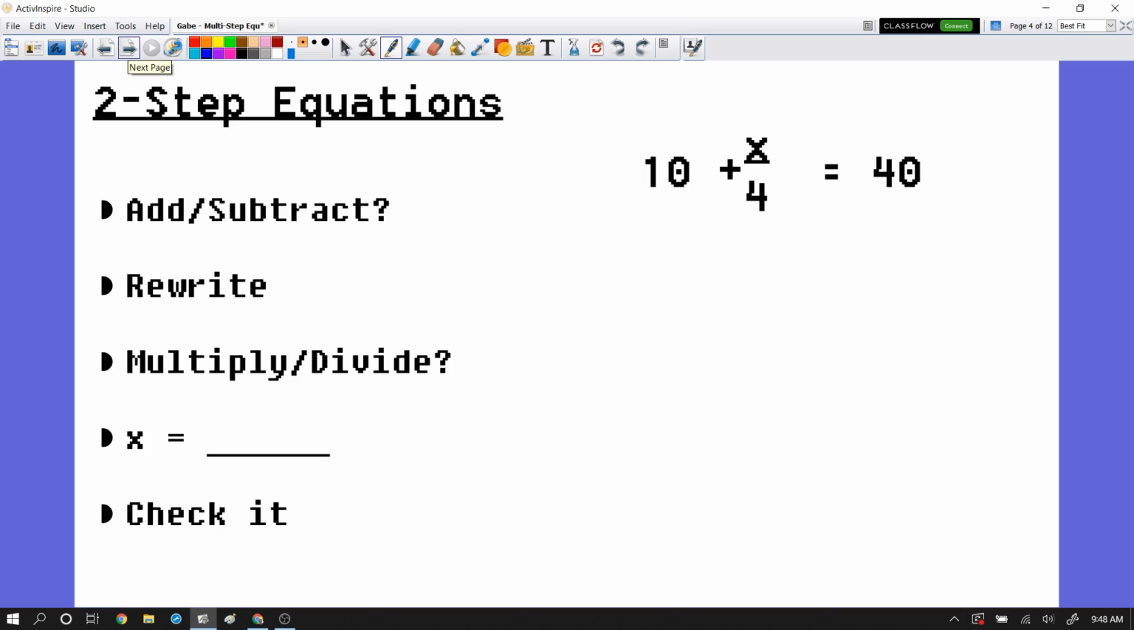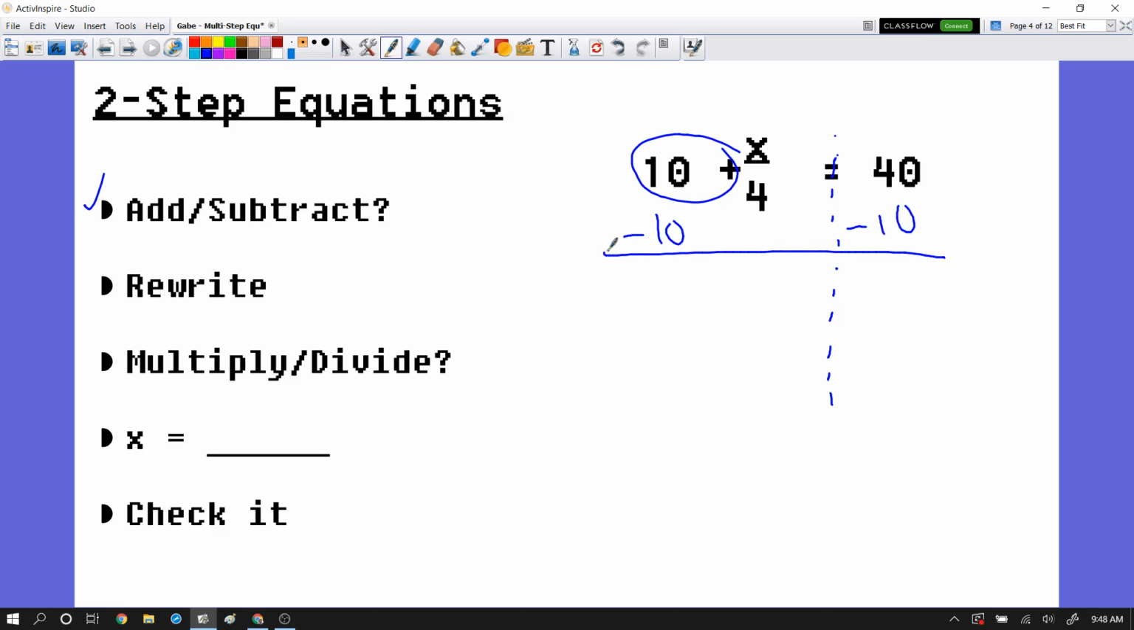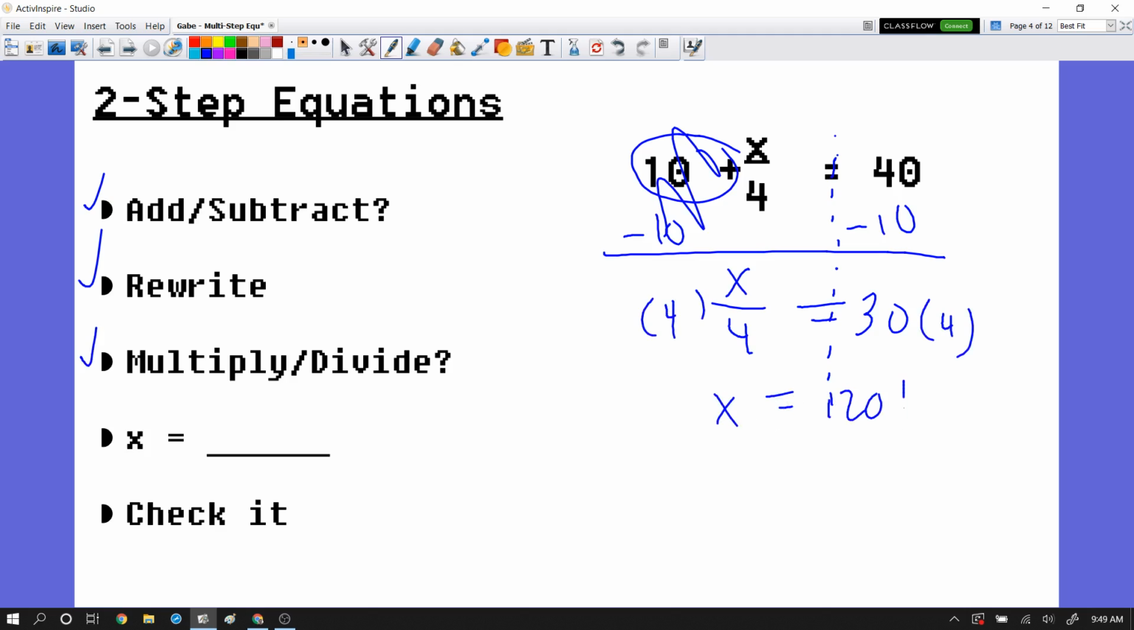A two-step equation. Again, pause, solve, check. Okay, so you should have solved it. There is adding and subtracting, so we're going to start there. We're adding 10, so we're going to subtract 10. X divided by 4 equals 30. You rewrote it. Is there multiplying or dividing? Yes. So I'm going to multiply by 4. X equals 120.